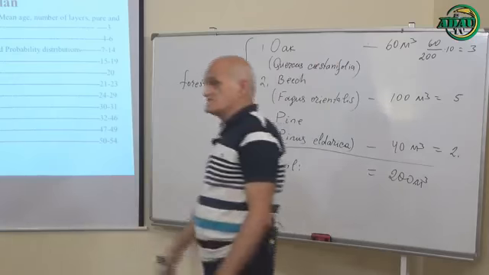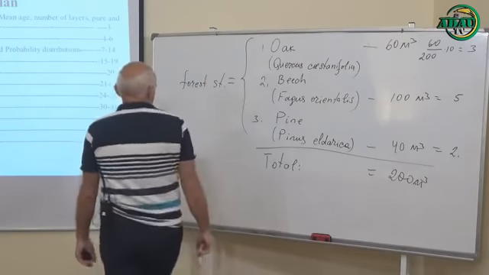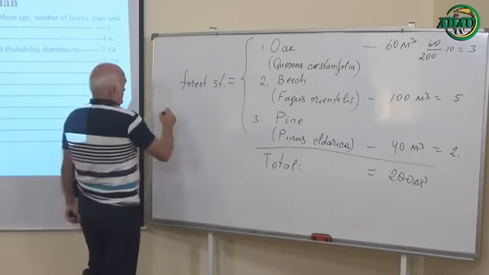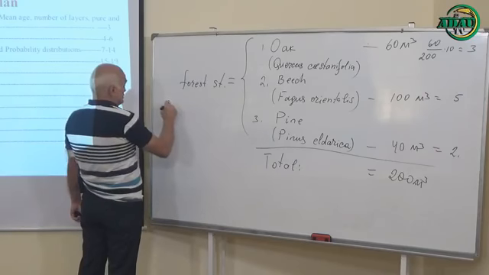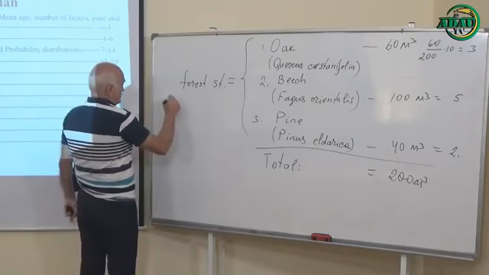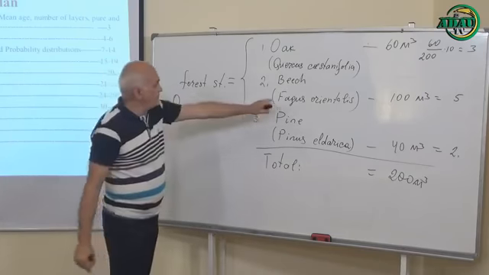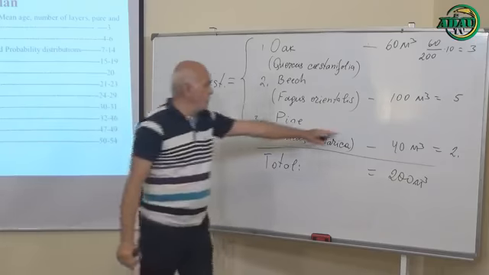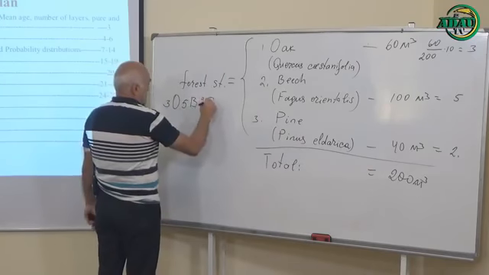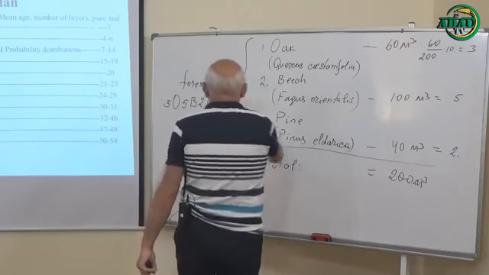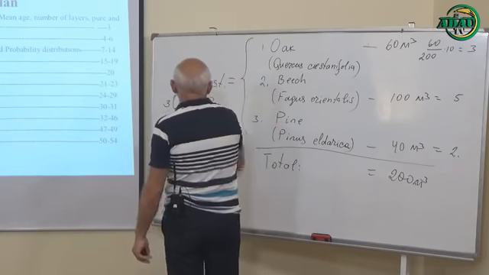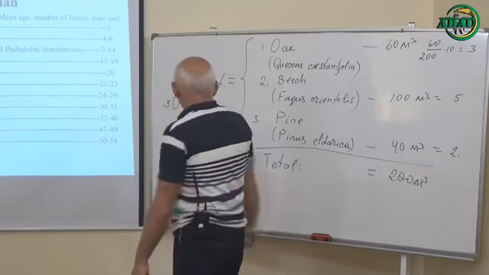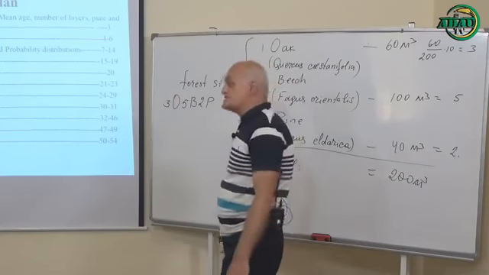Then the forest composition can be represented as the following composition equation: 3 oak, 5 beech and 2 pine. As you understand, here these letters are the first letters of the names of the wood species.